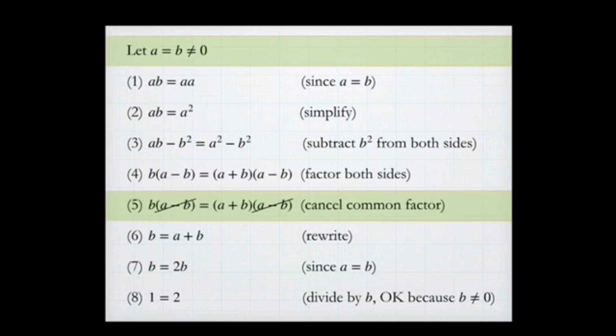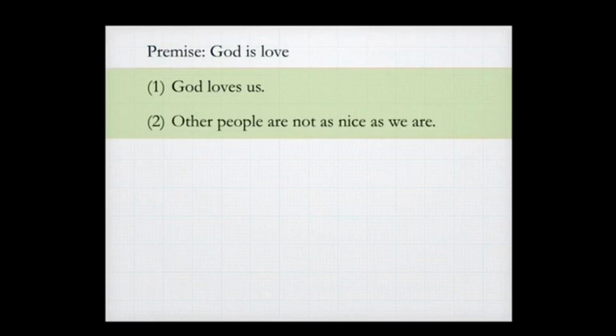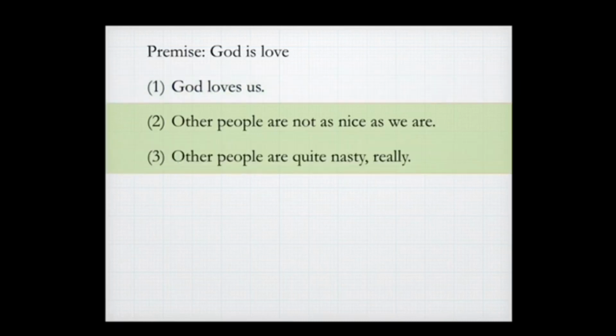And here's where I think there's a religious parallel. Because many religions that believe in a God, at least, would start with a premise like God is love. And of course, if God is love, God loves us. That seems pretty obvious. You step through, and you might say, well, God loves us, but you know, I've noticed that other people are not quite as nice as we are. And then if you can accept that other people are not as nice as we are, you might accept the premise that, well, other people are kind of nasty, really.